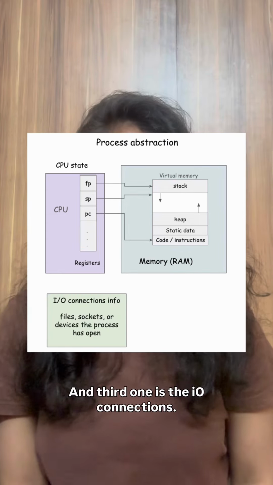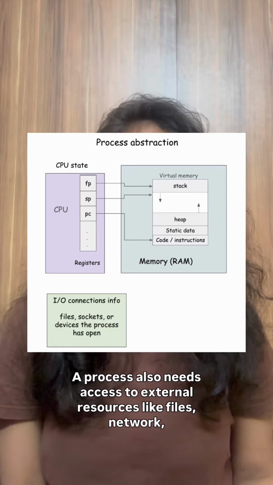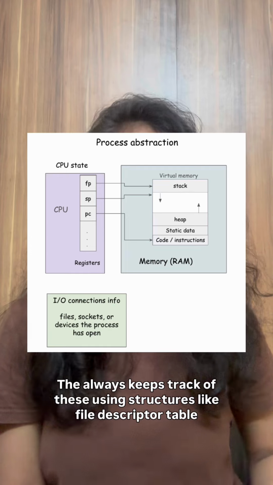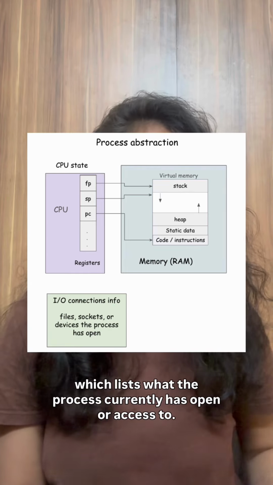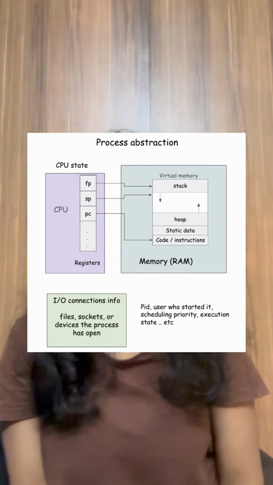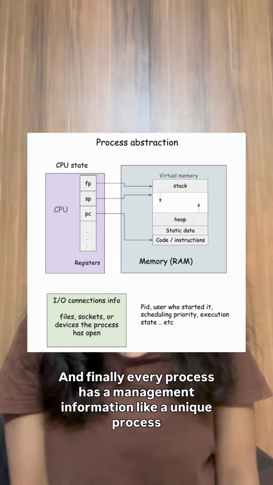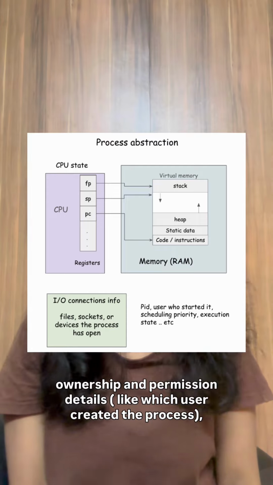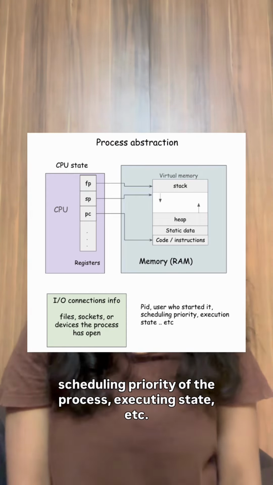And the third one is the IO connections. A process also needs access to external resources like files, network sockets, or devices. The OS keeps track of these using structures like the file descriptor table, which lists what the process currently has open or access to. And finally, every process has some management information, like a unique process ID, ownership and permission details like which user created the process, scheduling priority of the process, executing state, etc.